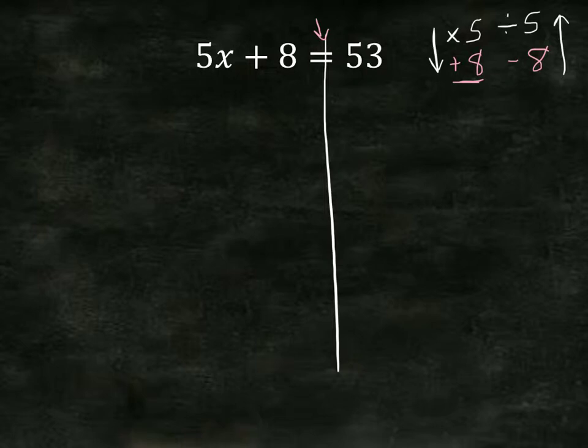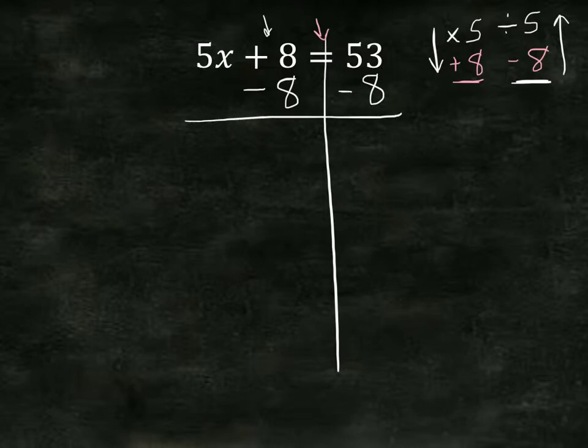So when we use the equality properties, it's super important that we do the same thing to both sides. I've got this plus 8 over here that I want to get rid of. The opposite of adding 8 is to subtract 8. So I'm going to subtract 8 from both sides. Some people would write this as adding a negative 8. Mathematically, it's the same thing.